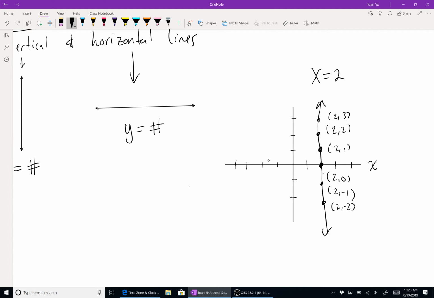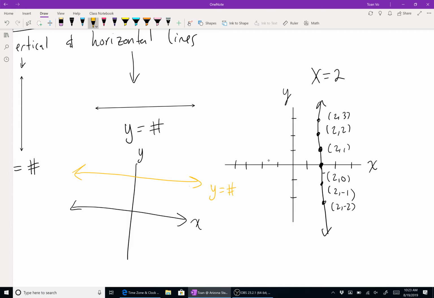Also, this is the x-axis, this is the y-axis. A perfectly vertical line only crosses one axis. What axis does it cross? The x. So the equation must be x equals. If I take a look at a horizontal line, here's x and here's y. So let's draw this horizontal line. What axis does that line cross? The y-axis. So its equation must be y equals a number.